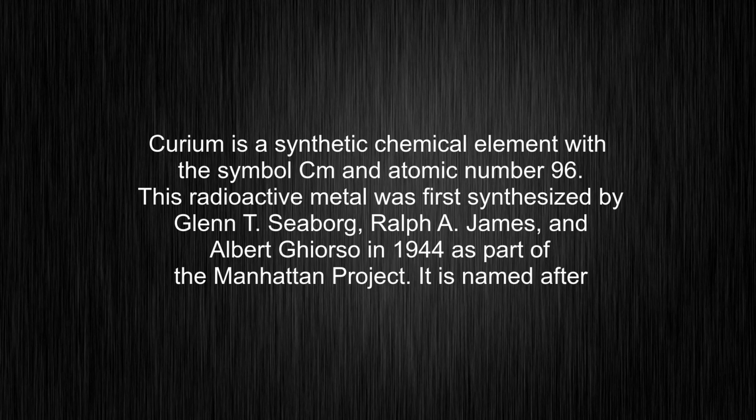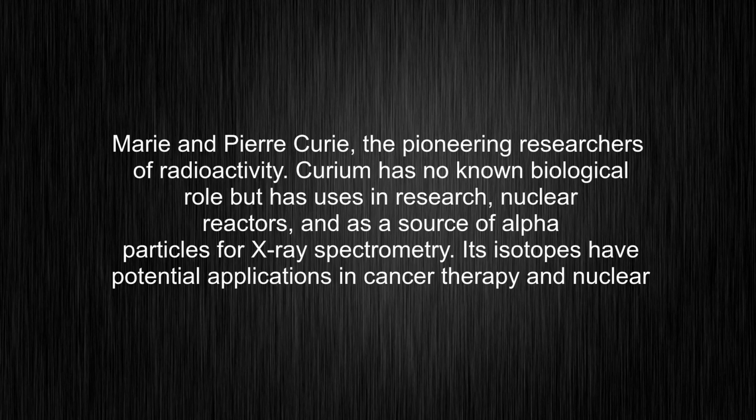Curium is a synthetic chemical element with the symbol Cm and atomic number 96. This radioactive metal was first synthesized by Glenn T. Seaborg, Ralph A. James, and Albert Ghiorso in 1944 as part of the Manhattan Project. It is named after Marie and Pierre Curie, the pioneering researchers of radioactivity.